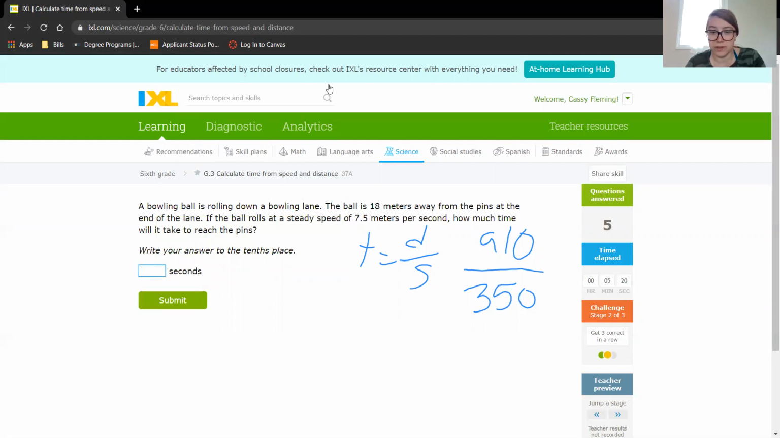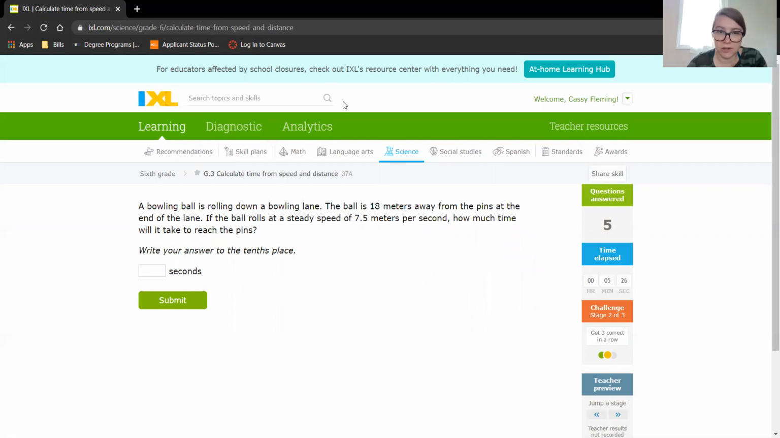We'll do one more in stage two. I want to remind you again, to find time, you do distance divided by speed. D is for distance, S is for speed, and T is for time.